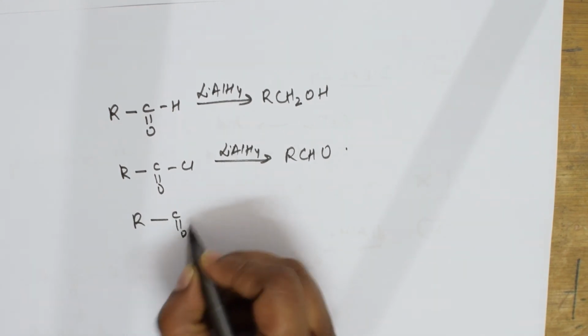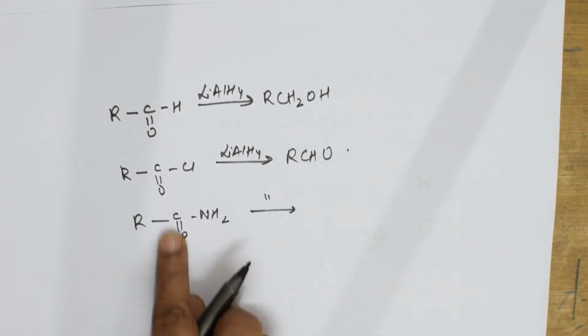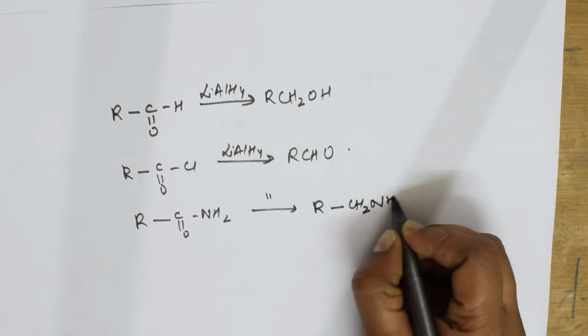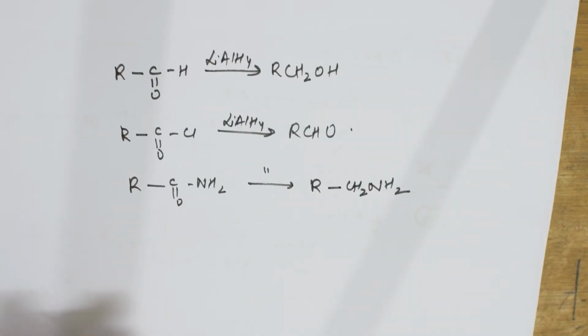Suppose I have R, C double bond O NH2. Lithium aluminum hydride is here. This bond is going to shift. It gets converted to R, CH2, NH2. Hope, students, you are understanding. You're noting along with me, students. A very important concept of reducing agents. Done.